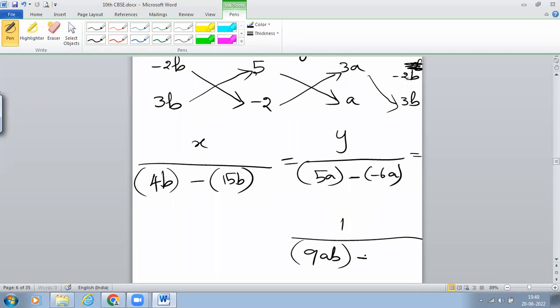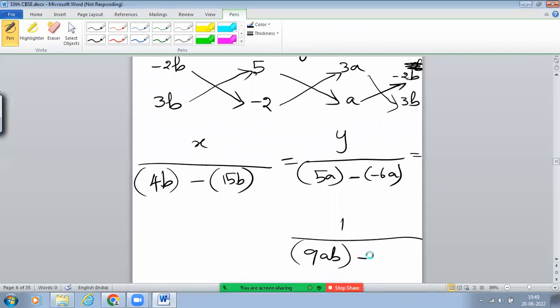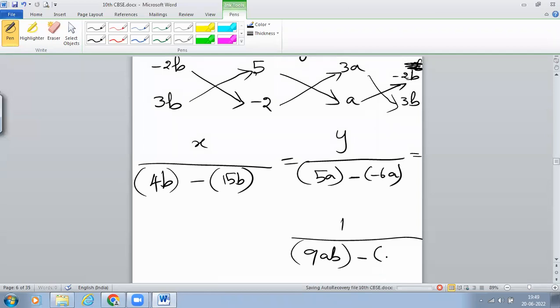Now put a minus sign. Now this a into minus 2b. A into minus 2b is, listen, this is minus 2, a into b is ab. So minus 2ab. Wait a minute. The answer is a into minus 2b is minus 2ab. You can write minus 2ab. So this is how you have to write. Please write up to this step.